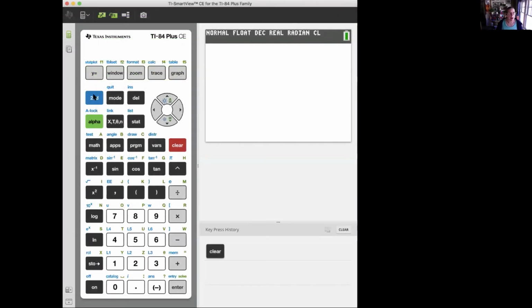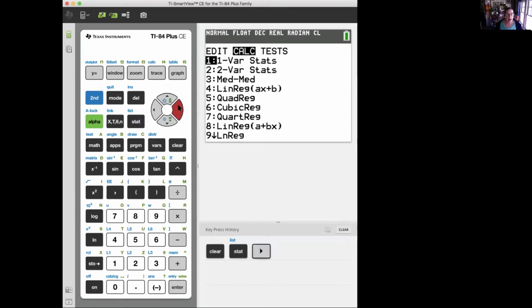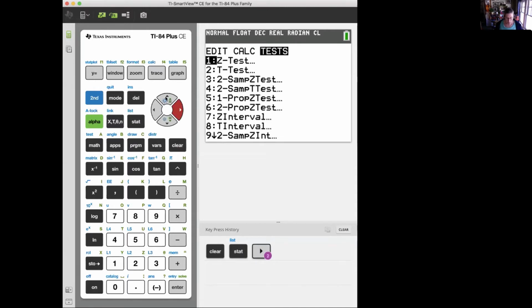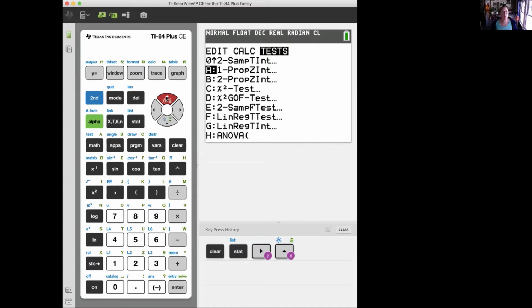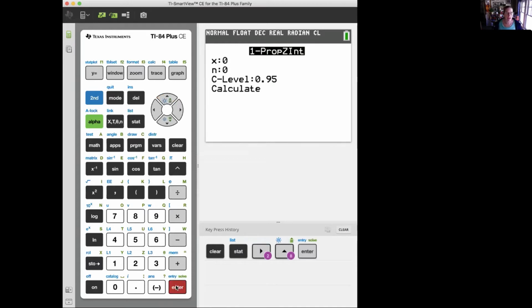Back in the stat button again, so we're going to just click stat. Edit, that's where we get to the lists, which are going to come up in the next lesson. Arrow over to test, and then we're going to find A, which usually up arrow is faster. And there we are, 1 proportion Z interval. That's what that stands for, 1 prop Z int. Stands for 1 proportion Z interval. Press enter, and then enter in our X and N.